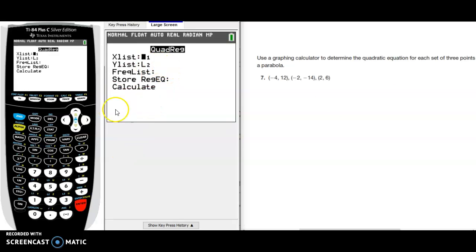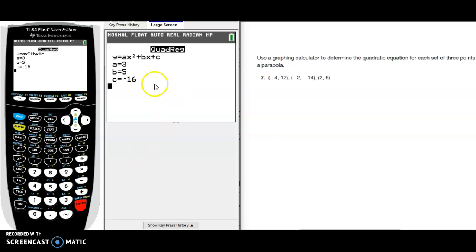Now, depending on your version of the TI calculator, you may have this menu show up. If you have an 83, it would just say quad reg at the top of your screen. We're not going to change anything here, because we put our x values into list 1 and our y values into list 2. So we're just going to arrow down to the word calculate. If you had an 83, you would just push enter.